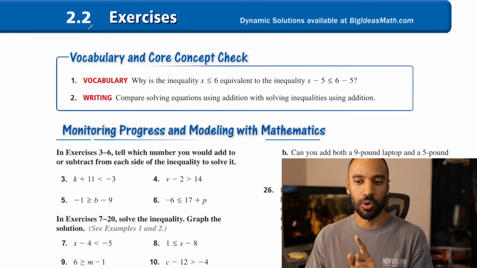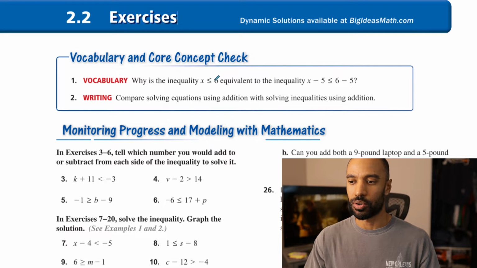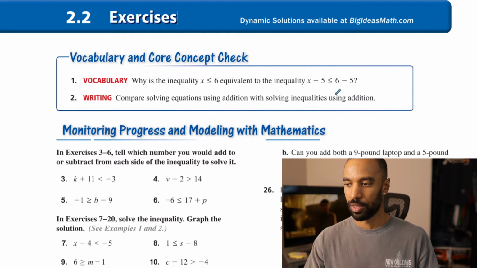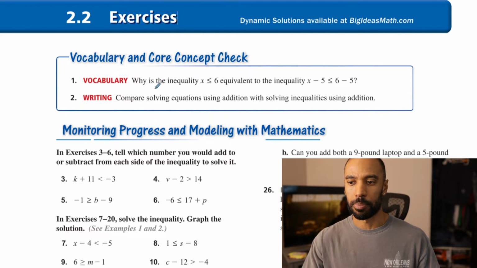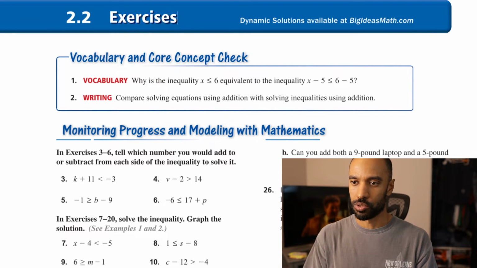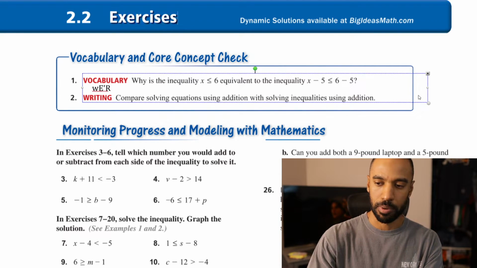We start with the vocabulary and core concept check though. Number 1 on vocabulary: why is the inequality x is less than or equal to 6 equivalent to the inequality x minus 5 is less than or equal to 6 minus 5? Because we're using the subtraction property of equality. I don't know if I should type that or write it. Let's see. We're using the subtraction property of equality, where that's what the property states.